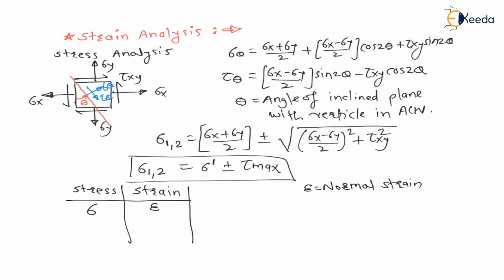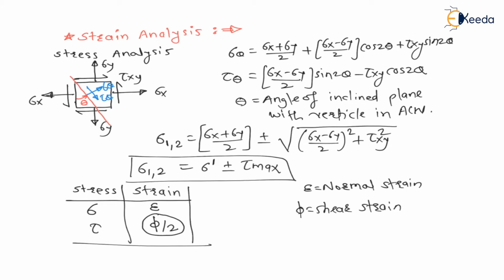And whenever there is shear stress in the formula, there will be shear strain divided by 2. This is the correction we have to make: in place of shear stress we put shear strain divided by 2, where phi is the shear strain, right? We have to make only this correction.